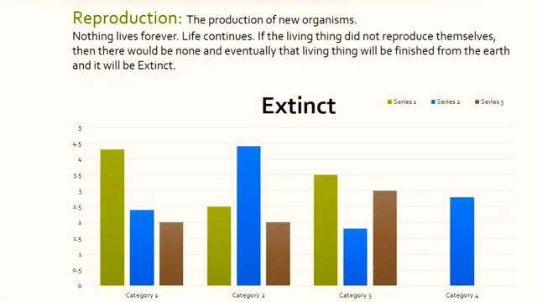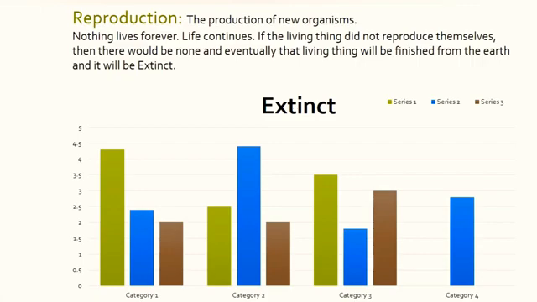Here it's a graph. You can see there are 3 colored bars. Series 1 is a type of plant, series 2 is the second type of plant, series 3 is the third type of plant. Okay, I'll tell you about it later, but let me tell you about reproduction.